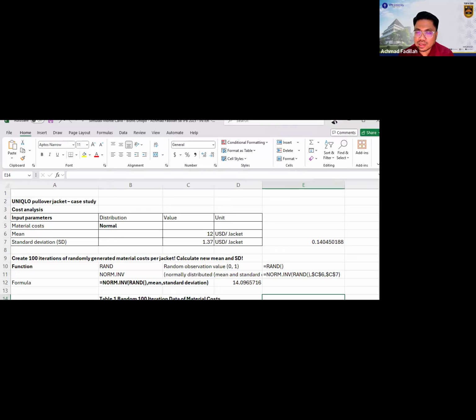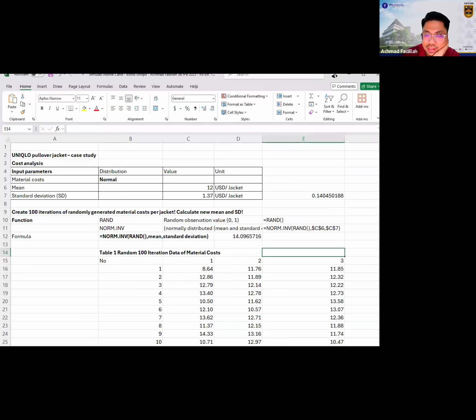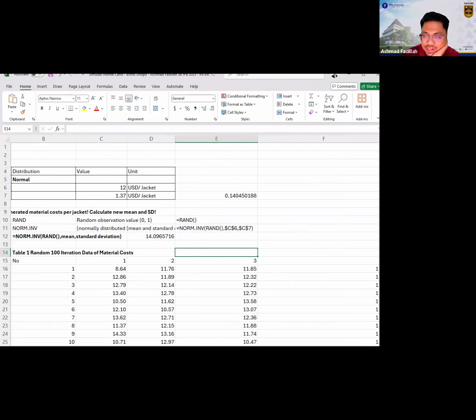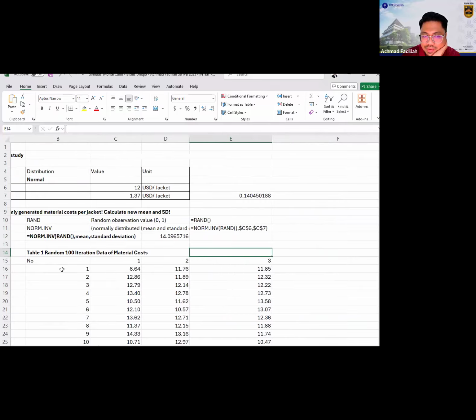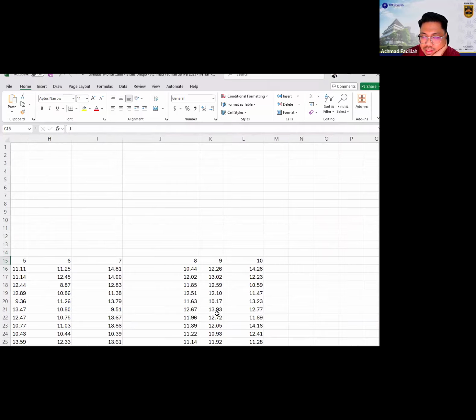Later on, you can just try it on your laptop. I can share this with you and your friends after the course. And let me continue with the iteration first. So I made this table for you, one to ten, and below, one to ten.